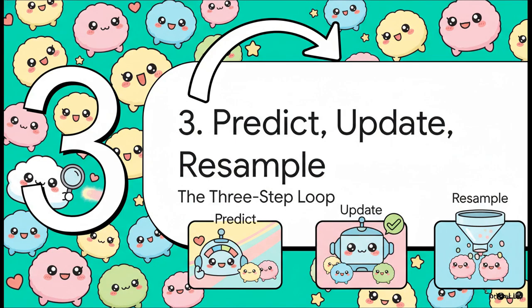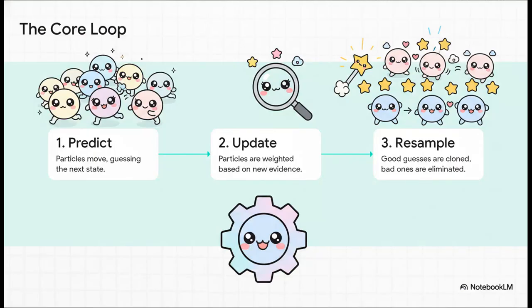Okay, so you have this huge swarm of guesses. How does it stay smart? How does it avoid just being a random cloud of noise? It all comes down to a really simple but incredibly powerful 3-step loop that just runs over and over and over again. This is the engine of the whole thing. First, the entire swarm of particles predicts where the target might go next. Then a new piece of real-world evidence comes in, and the algorithm updates how believable every single one of those guesses is. And finally, it resamples the entire population, basically betting big on the good guesses and getting rid of the bad ones. This cycle just repeats, constantly sharpening the final estimate.